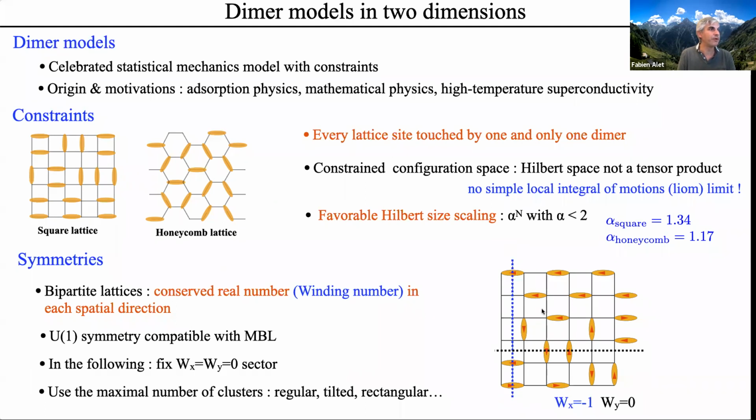And if you repeat the calculation at every line in this direction, it will always be -1, which is why it's a conserved number. There are 2 conserved numbers, and it actually means there's a U1 symmetry in this model, which we know is compatible with MBL. So in principle, there's no obstruction to MBL. We will use that sector in the rest.